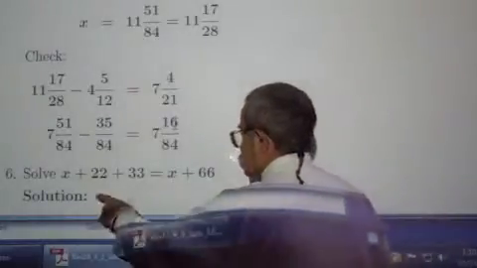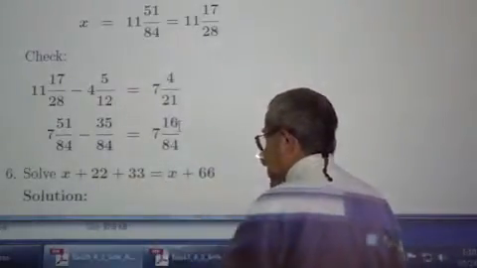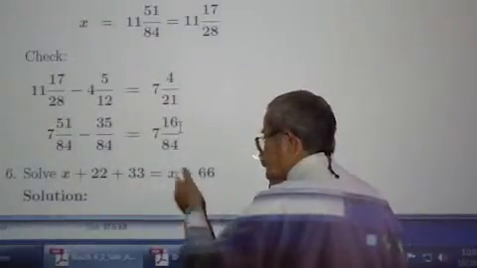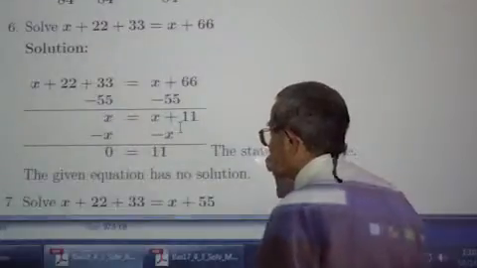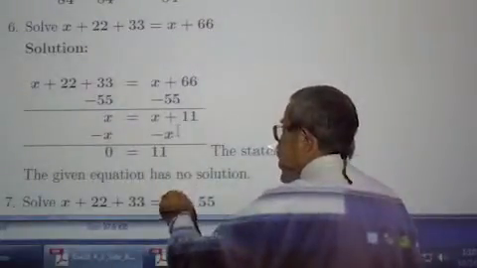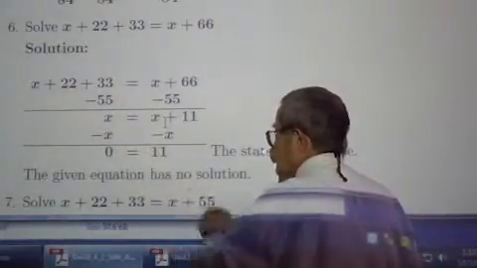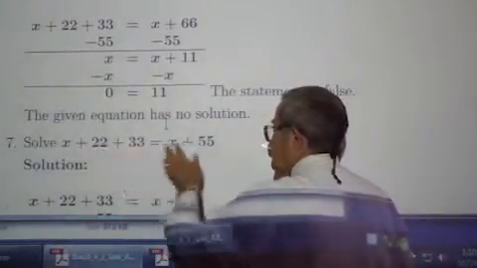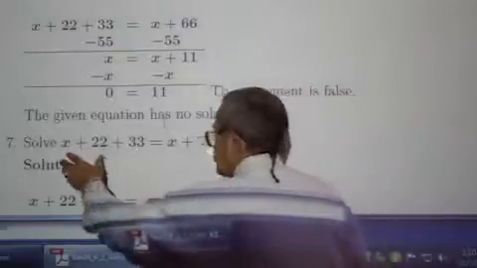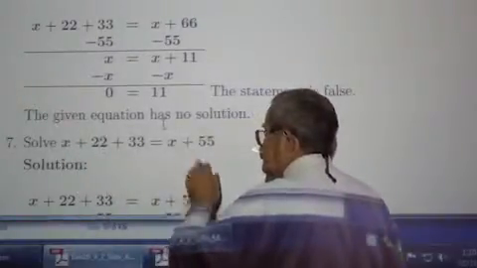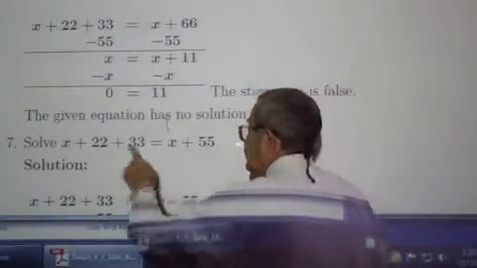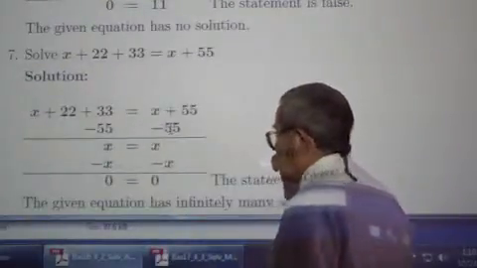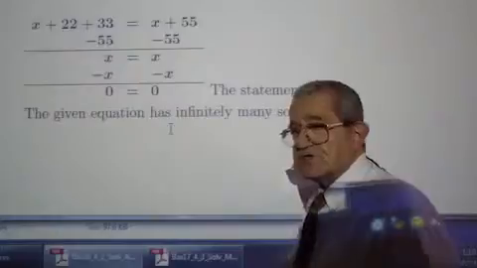Solve x plus 22 plus 53, which is x plus 66. The x's drop out. 55 is not equal to 66. No solution. x is 11 is false. No matter what you do to x, that remains a false statement. Here, on the other hand, you have 55 on the left and the right. The left is x plus 55. The right is the same x plus 55. No matter what you plug in for x, you have a solution. There are infinitely many solutions here.